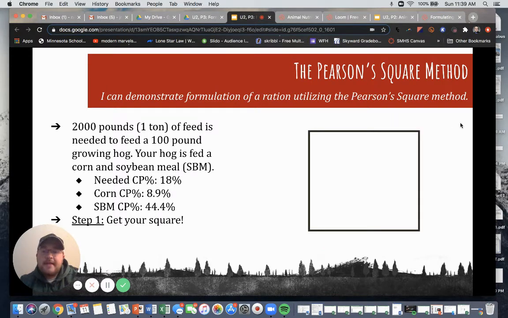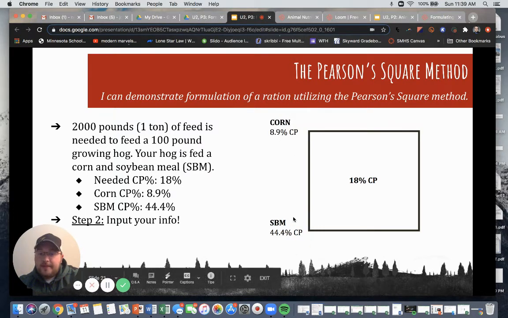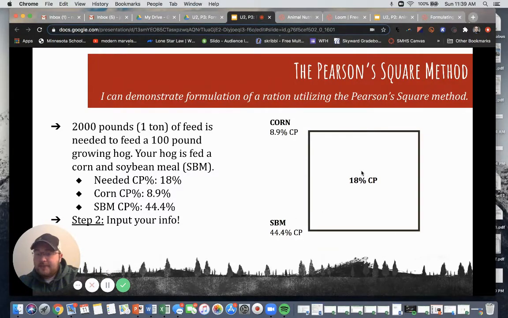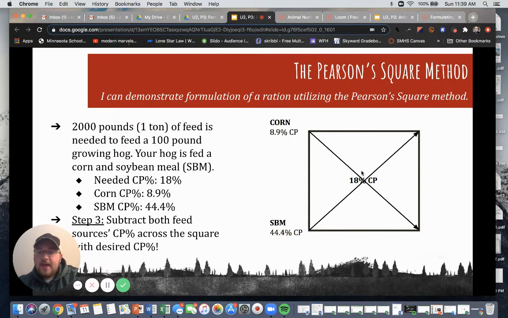So the first step is to get your square. Then we're going to input our information. So feed number 1 is corn, that goes up here, and feed number 2 is soybean meal, and our goal is 18%. Then we are going to subtract both feed sources' crude protein across the square with the desired crude protein.